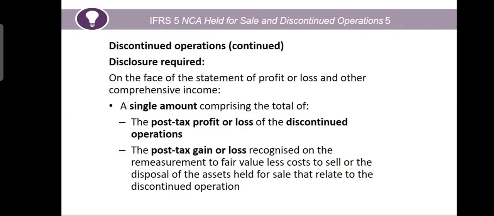Disclosures are required on the face of the statement of profit or loss and other comprehensive income: a single amount comprising the total of the post-tax profit or loss of the discontinued operation and the post-tax gain or loss recognized on the remeasurement to fair value. So within your statement of comprehensive income, if you have some discontinued operation, any gains or losses, any profits or losses, you should be showing them separately. That's also for the transparency of your reporting.